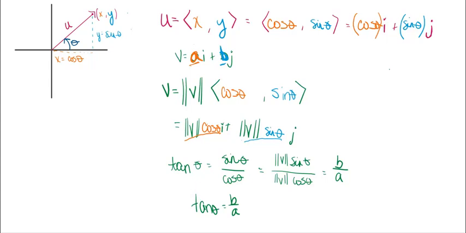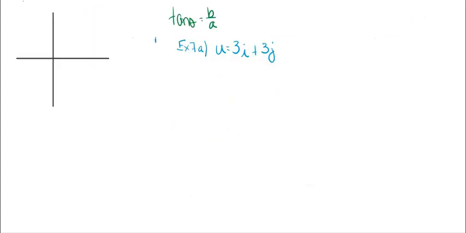Okay, we're going to look at example 7 now. Example 7 says to find the direction angle of each vector. And part A, the vector u, is written in its linear combination form. It's u equals 3i plus 3j. If I were to write it in its component form, it would be the vector <3, 3>.